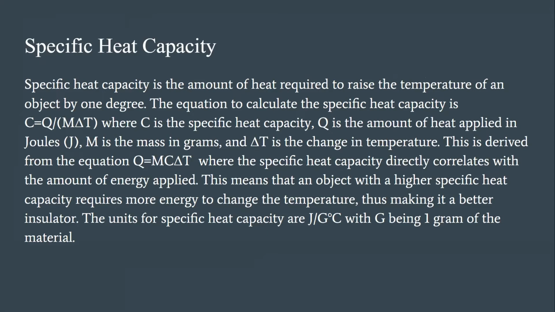This is derived from the equation Q equals MC delta T, where the specific heat capacity directly correlates with the amount of energy applied. This means that an object with a higher specific heat capacity requires more energy to change the temperature, thus making it a better insulator. The units for specific heat capacity are joules per gram degrees Celsius, with G being 1 gram of the material.